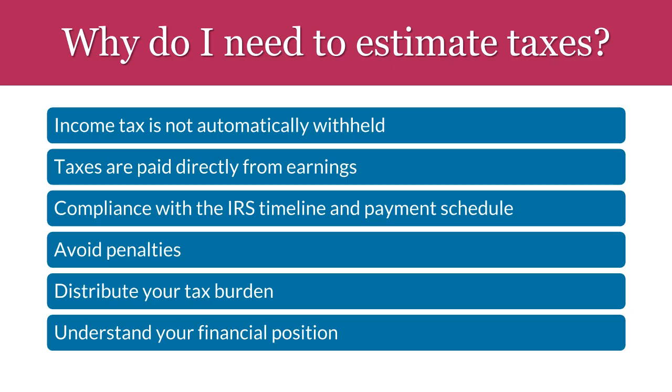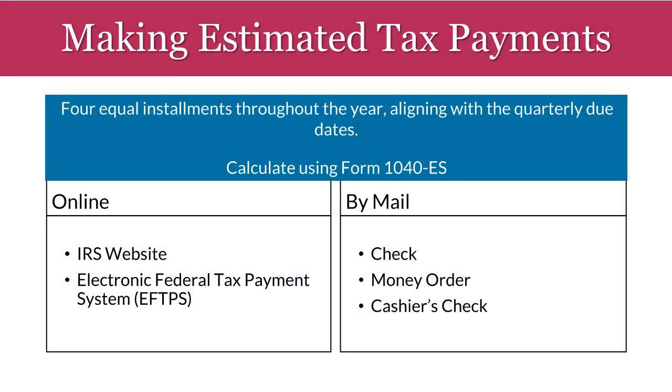Estimating your taxes and making regular payments helps you distribute the tax burden and more accurately understand your personal financial position throughout the year. Estimated taxes are typically paid in 4 equal installments throughout the year, aligning with the quarterly due dates. Before making payments, use the worksheets available on Form 1040-ES to help you calculate your estimated tax liability for your child care business. Be sure to include any relevant deductions that can reduce your overall tax liability, including using the time/space calculation if you are a home-based business. You can even use your previous year's return to help estimate your income, deductions, and tax liability.